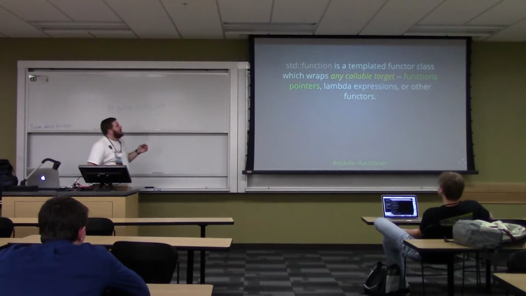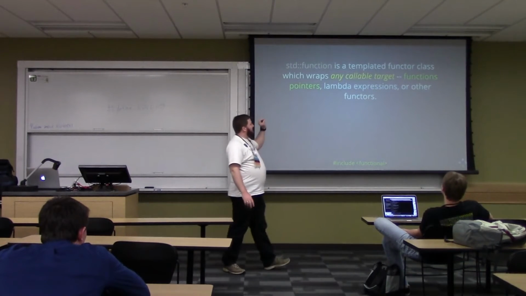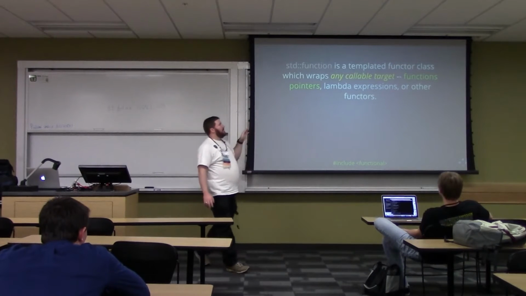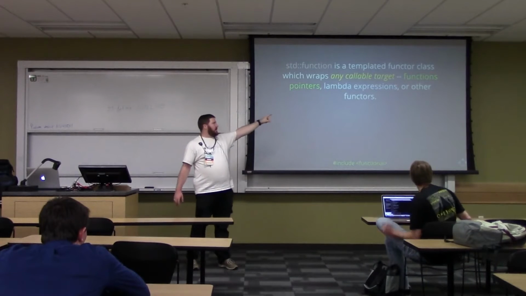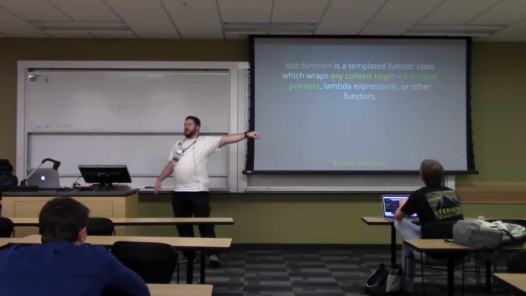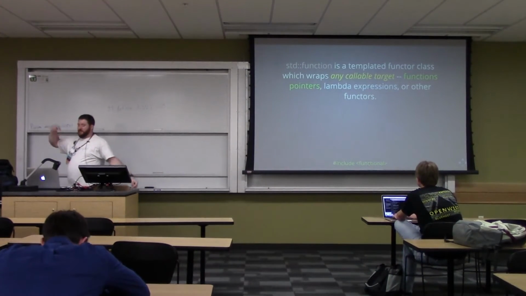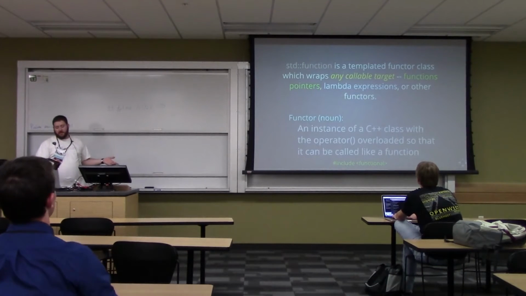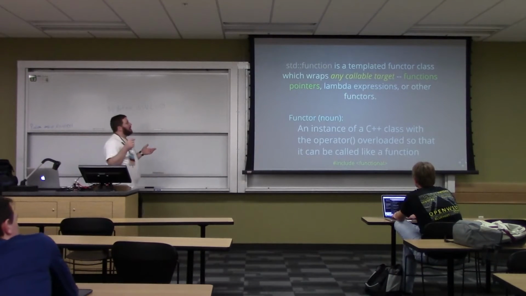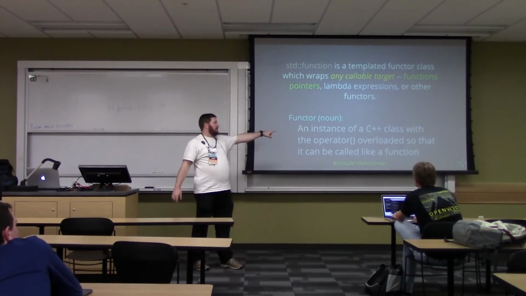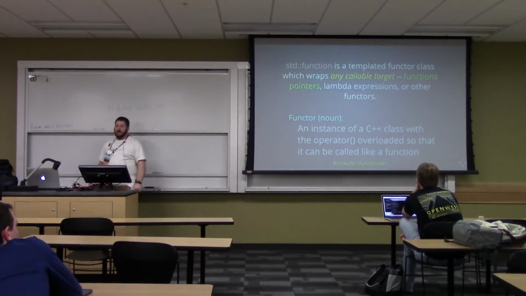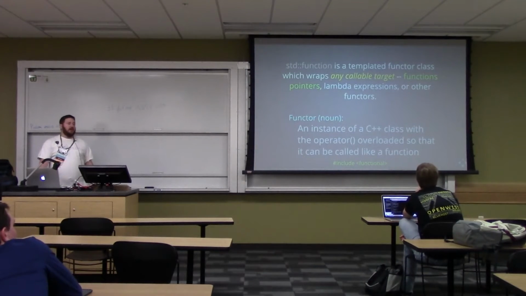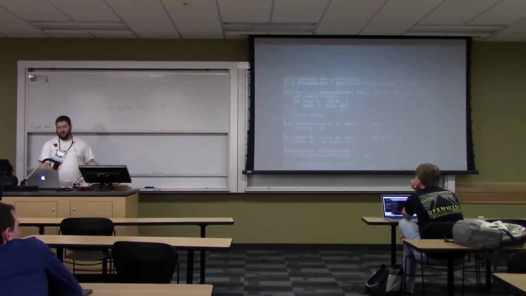We'll try. Now, function is a templated functor class which can wrap any callable target, including function pointers, lambda expressions, or other functors. So you can assign a standard function to a function. You saw how we used it with the lambda earlier. Now, a functor is an instance of a C++ class with the operator function call overloaded, so it can be called like a function. The point is, we don't care if it's a function or not. It looks like a function, it acts like a function, so it may as well be a function.